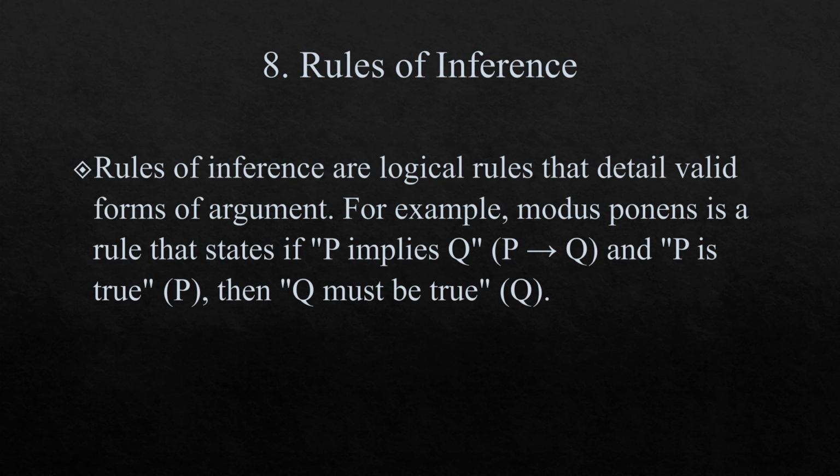Rules of inference. Rules of inference are logical rules that detail valid forms of argument. For example, modus ponens is a rule that states if P implies Q and P is true, then Q must be true.